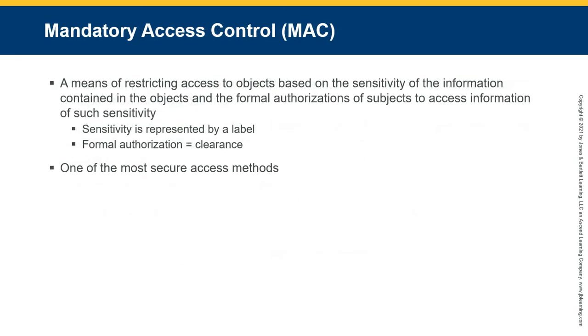Mandatory access control is a means of restricting access to an object based on the sensitivity of the information contained in the object and the formal authorization of subjects to access information of such sensitivity. Sensitivity is represented by a label, and formal authorization equals clearance. It is one of the most secure methods.